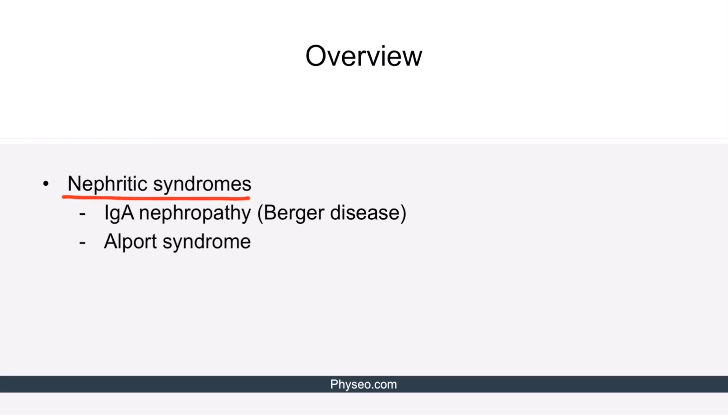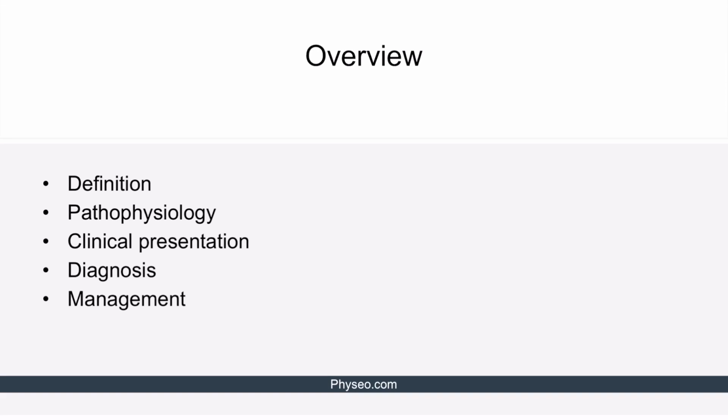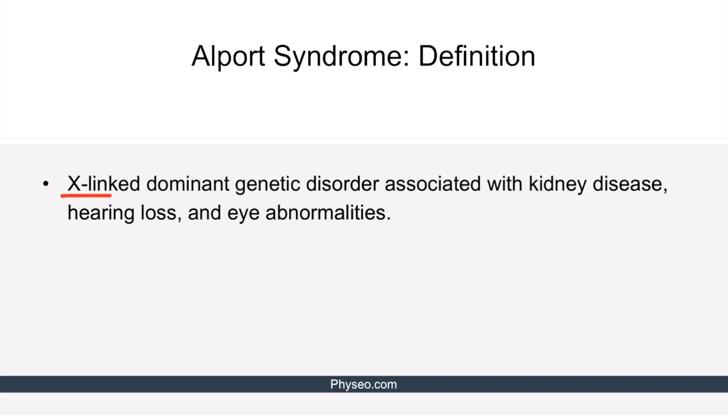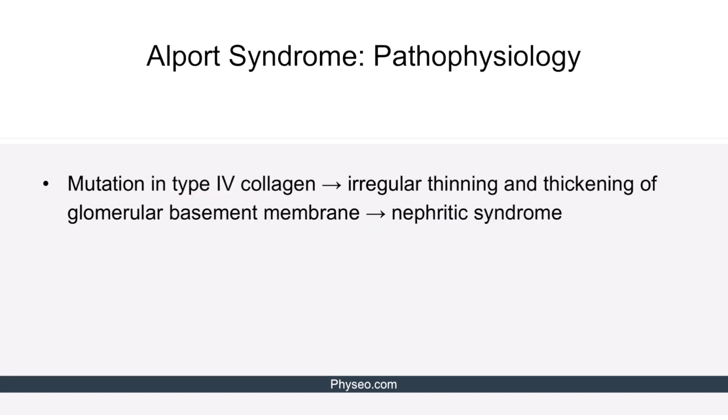Finally, let's move on to Alport syndrome. Here's our overview slide of the topics we'll discuss in relationship to Alport syndrome. Alport syndrome is an X-linked dominant genetic disorder associated with kidney disease, hearing loss, and eye abnormalities. Alport syndrome is caused by mutation in type 4 collagen.